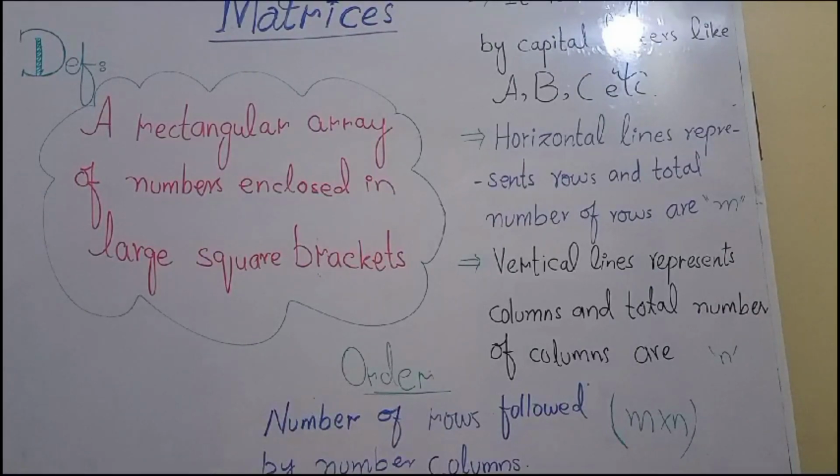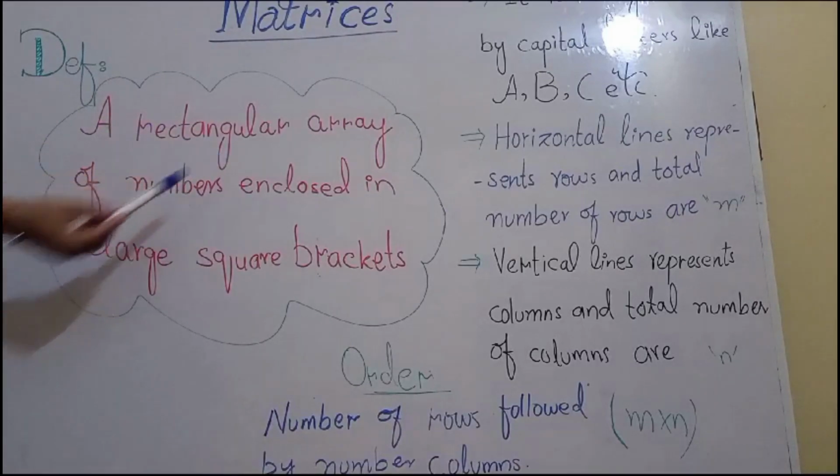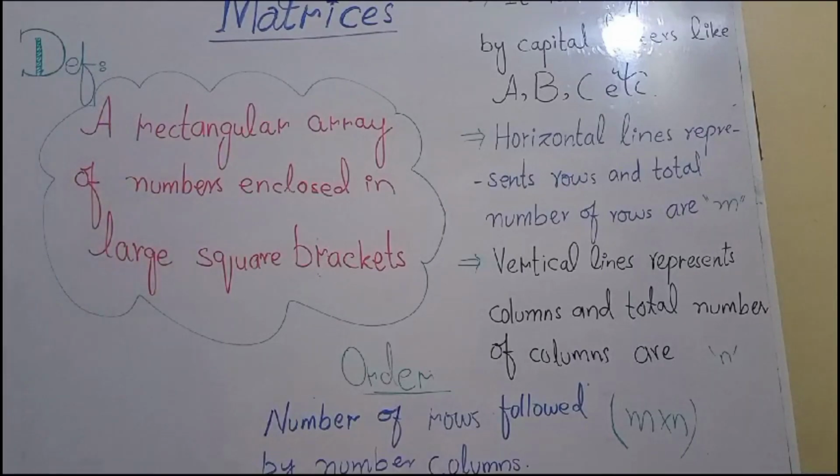First, the definition of a matrix: a rectangular array of numbers enclosed in large square brackets. You are familiar with these square brackets? Any number that is written in these square brackets is known to be a matrix. Let us write some examples. If we write 2, 3 and enclose these numbers in square brackets, that is a matrix.